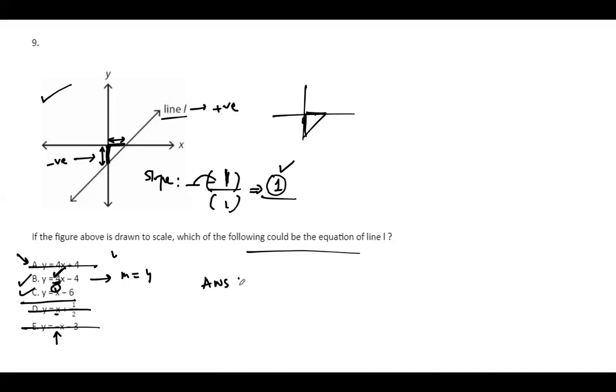Hence, go on. No, correct. Because it said it's drawn to scale, that's why you can make that assumption. Correct. Absolutely right.